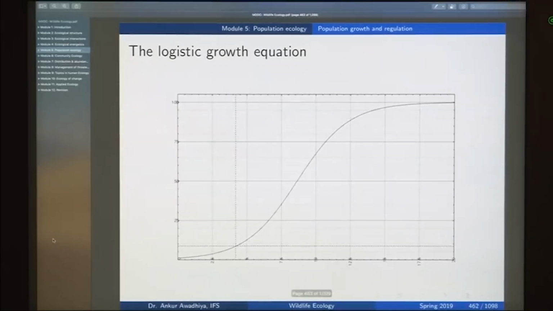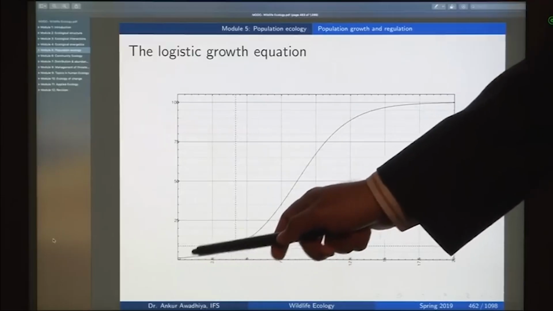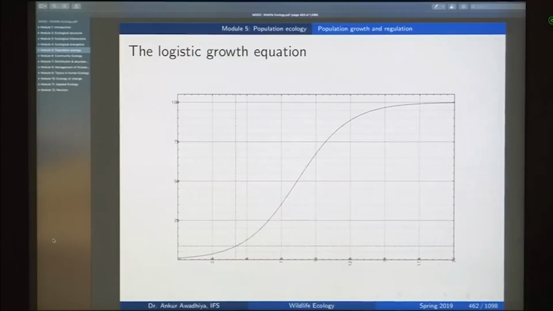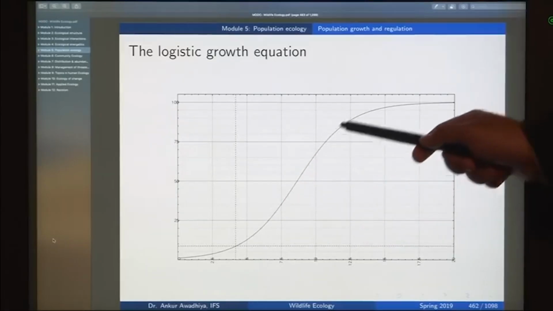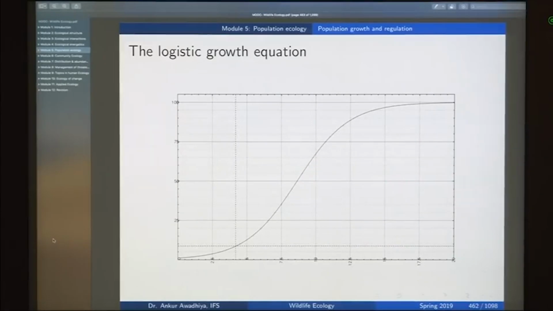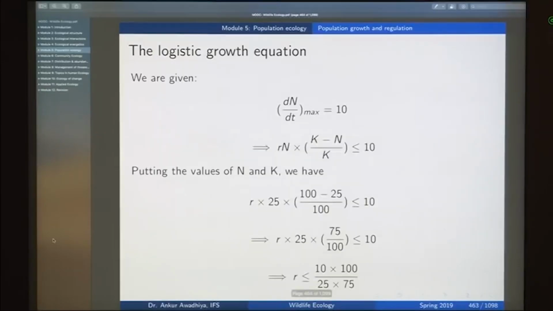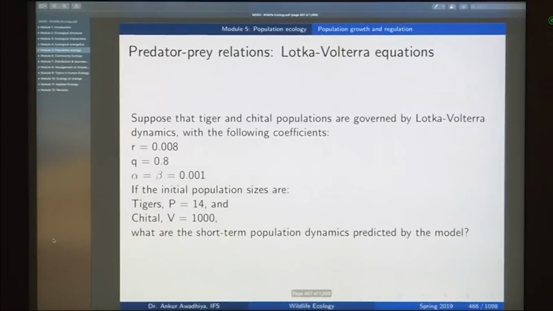So, we looked at the growth equation, this is how it looks. Any population will start at very low numbers, and you will have this lag phase. In the lag phase the population is not able to increase very much because you have a very low number of breeding females. Then it will enter into the log phase in which the population is increasing very fast, and then it will come to the steady phase where the carrying capacity of the environment is now becoming a hurdle for the future growth of the population. So, the population size has reached the carrying capacity.